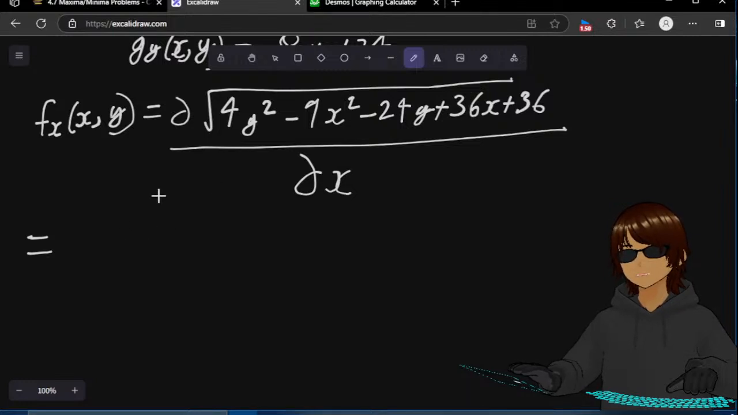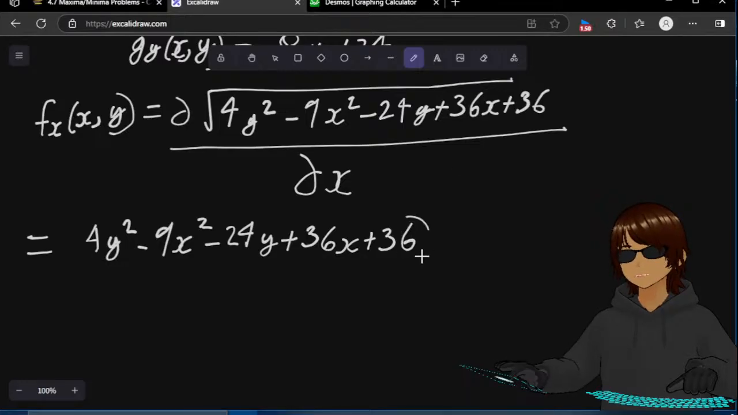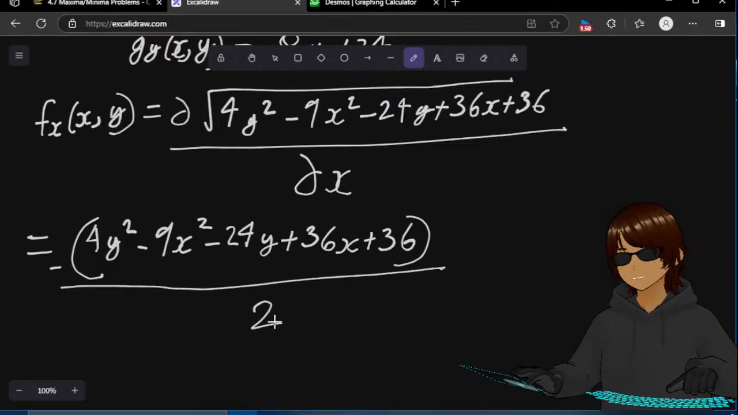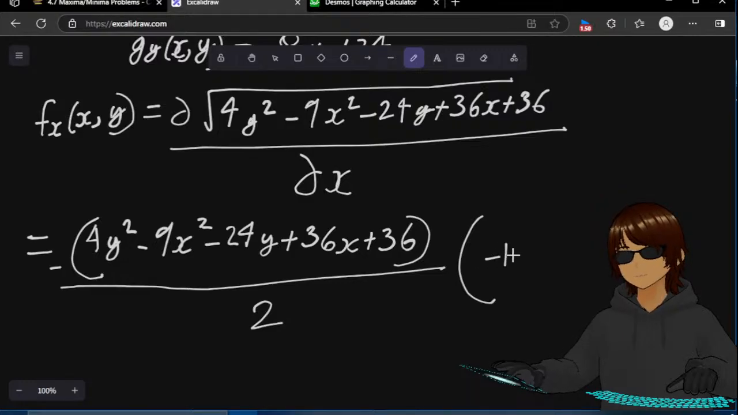So is it like a derivative of the outside? This is to the power of half, so it becomes minus half, then times it by... I don't feel like this is correct. Minus the partial derivative of the inside, minus 18x plus 36.